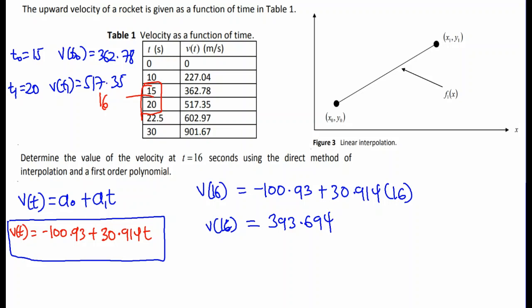So let me explain this whole thing to you. We have data points, which have been given in this table here, and what we are asked to do is to find the velocity at time 16 seconds.